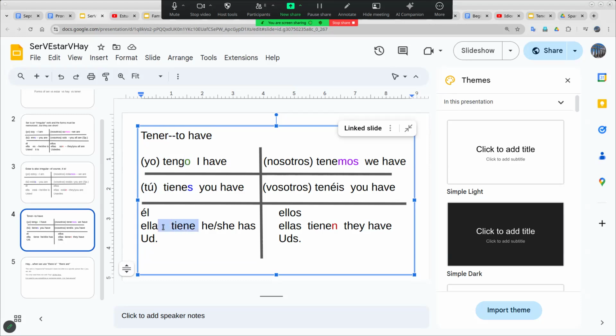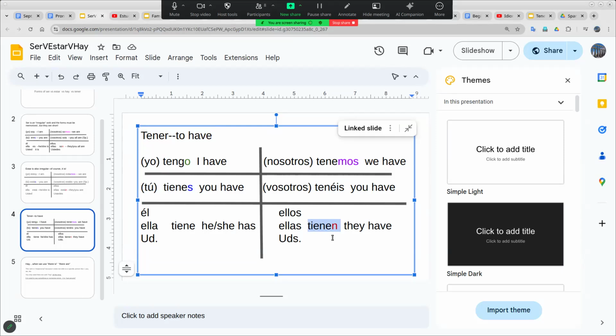Now here comes the he or she has. Tiene. Okay. Here comes the we form and it gets a mos at the end. Tenemos. Tenéis is vosotros, the same, but we're not going to focus on that. And here comes the they form, and it gets an N at the end. Okay, just like están and son, it's tienen.